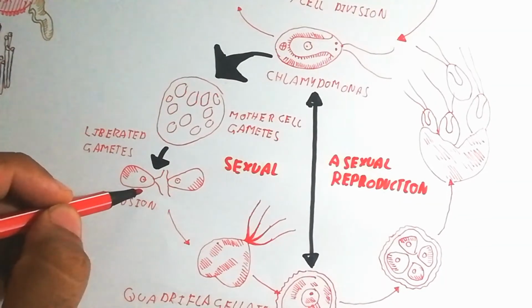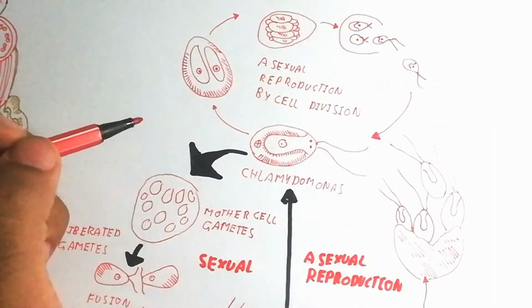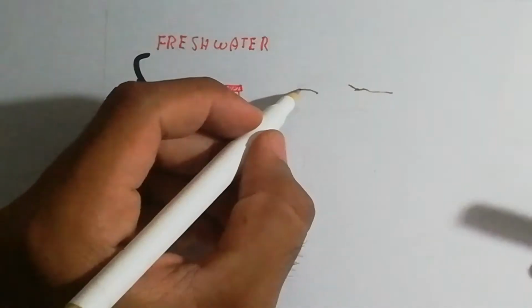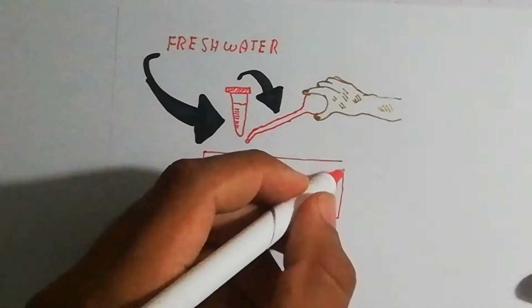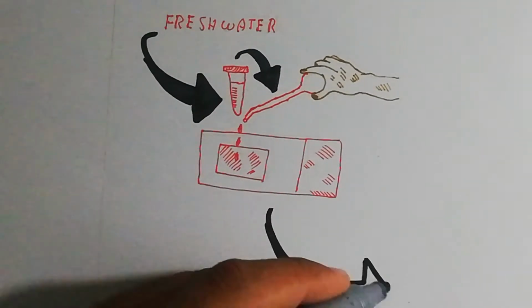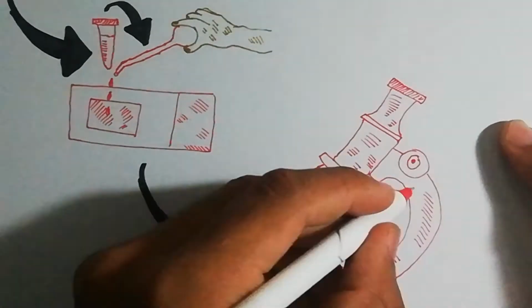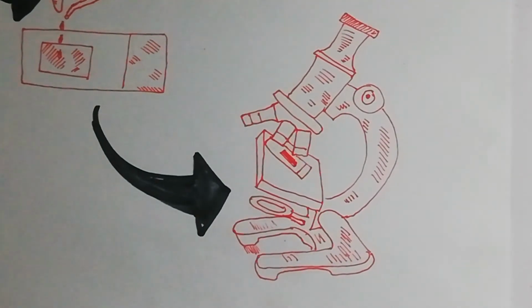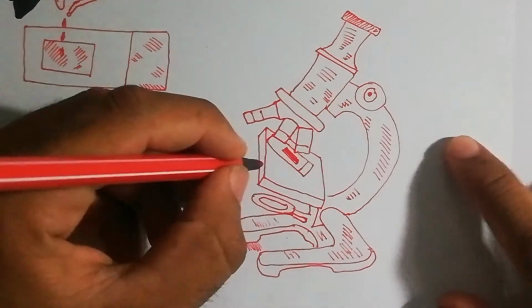So here are the four cells, and after the release and meiosis it can again produce Chlamydomonas, which is 1n. Here 1n is asexual reproduction, and the sexual reproduction result is 2n, and again 1n, haploid to diploid. So in the presence of sexual reproduction it's haploid, and in the presence of asexual reproduction it is diploid.